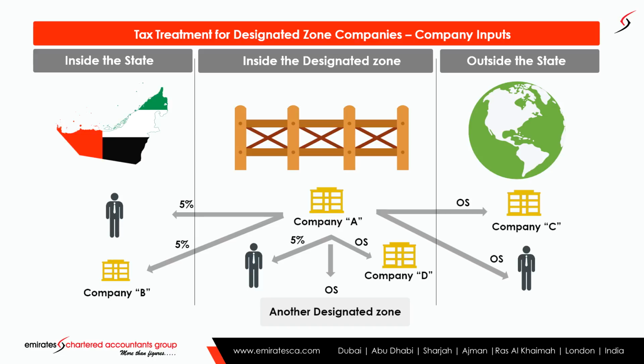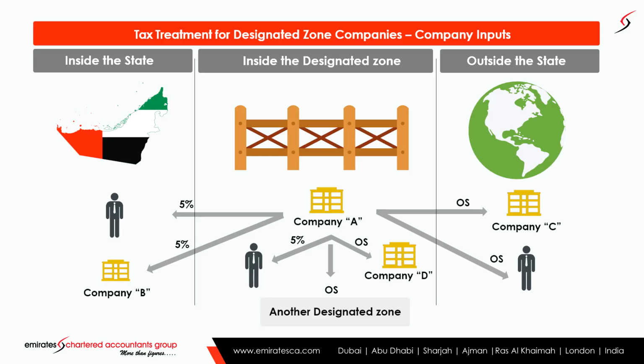At the same time, if the registered company in the designated zone is selling to a mainland company or to an individual, overall the tax impact will be 5%. At the same time, if the designated zone company is selling to another company registered in the designated zone, there won't be tax. But if such a sale is made to an individual for consumption, definitely 5% tax has to be collected by the designated zone company and paid to the authority.